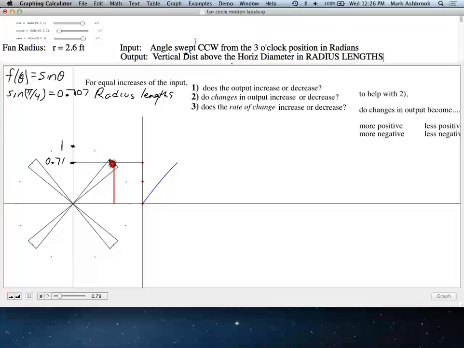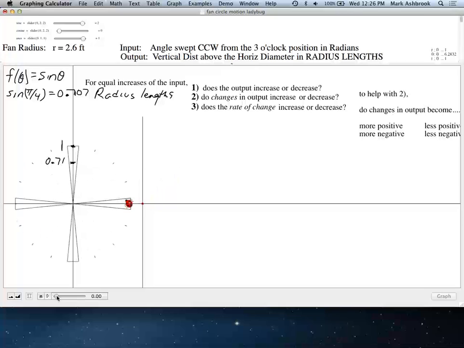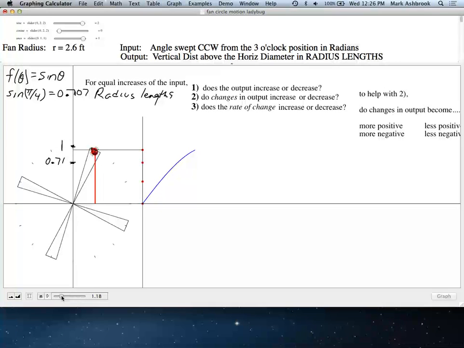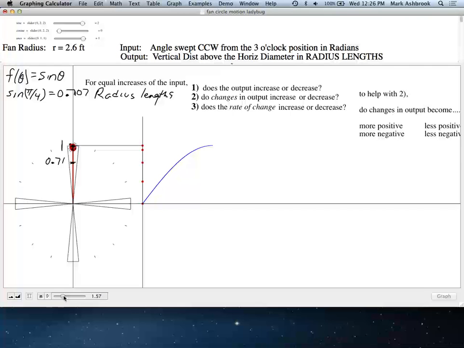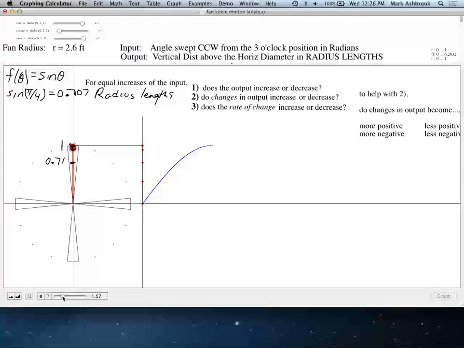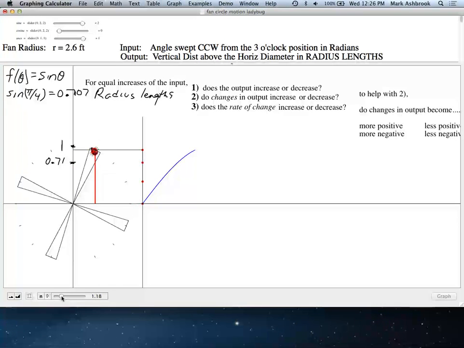So what values does the sine take on in the first quadrant as the bug goes from 0 to pi over 2? What about all those values that the sine outputs? What could you say about all those? Positive. Okay, what else? Percent of 1 radian. Right, they're the fraction of 1 radian. They're going to be less than 1, and it's going to be the fraction of 1 radius length. That is the height above the horizontal diameter.